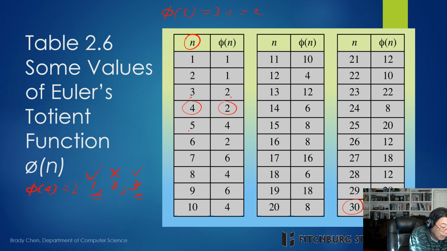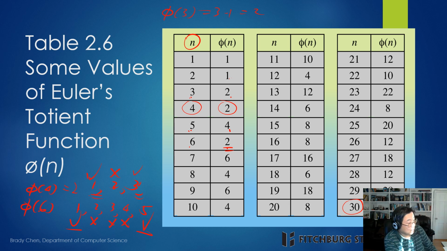Phi of 5 is 4, because 5 is a prime number. Phi of 6 is also 2. That's very interesting, right? For phi of 6, we need to compare 1, 2, 3, 4, 5. So 1 and 6 are relatively prime. 2 and 6 are not relatively prime. 3 and 6 are not relatively prime. 4 and 6 are not relatively prime, and 5 and 6 are relatively prime, so there's only 2. So here's a list.